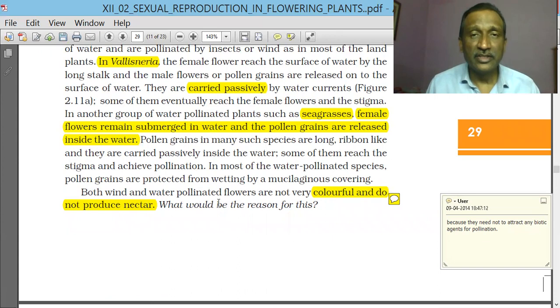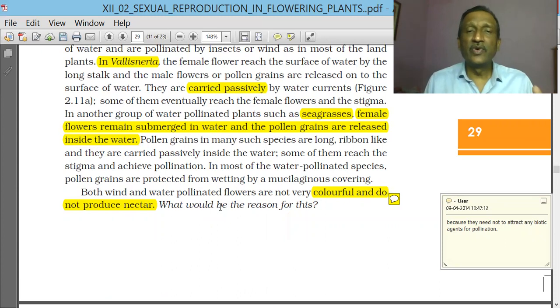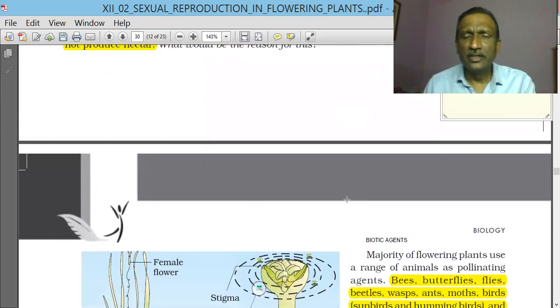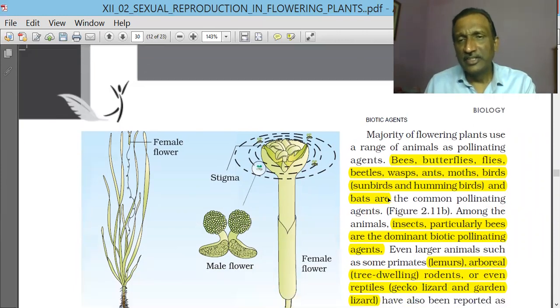Another important thing is written, that since wind pollinating or water pollinating flowers do not require any agent to welcome, they are not very colorful. They do not have a particular shape and size. They do not produce any nectar. They do not produce even any sort of smell. There is nothing; they do not have to give attraction to anyone or call anyone. So this is a way of reducing expenses also, and that entire expense will be transferred towards production of a large number of gametes.